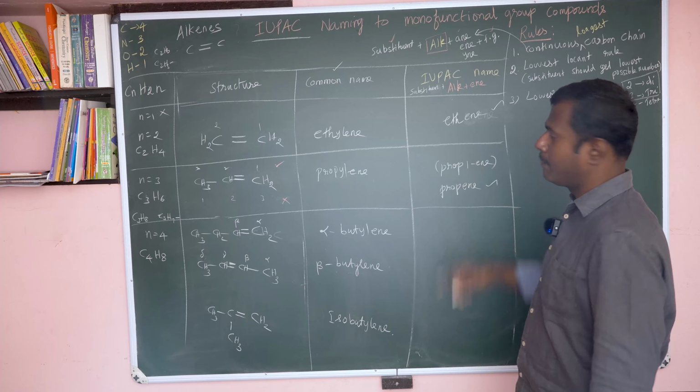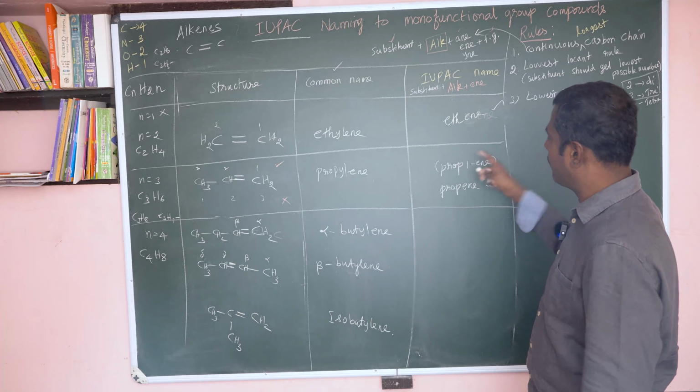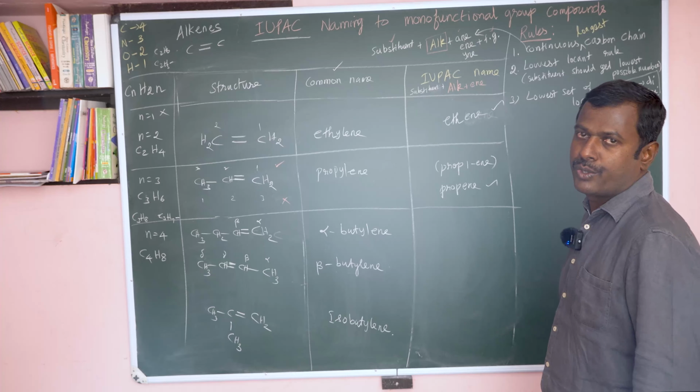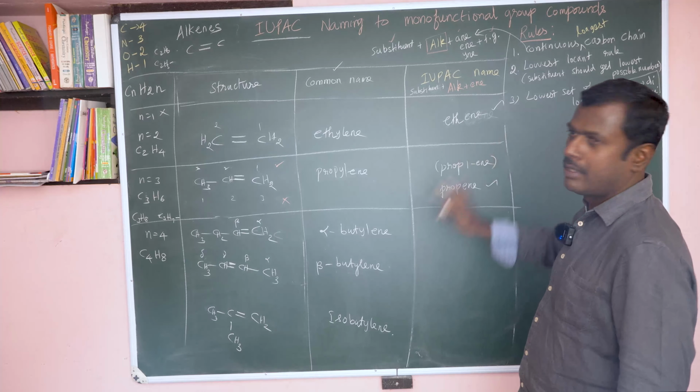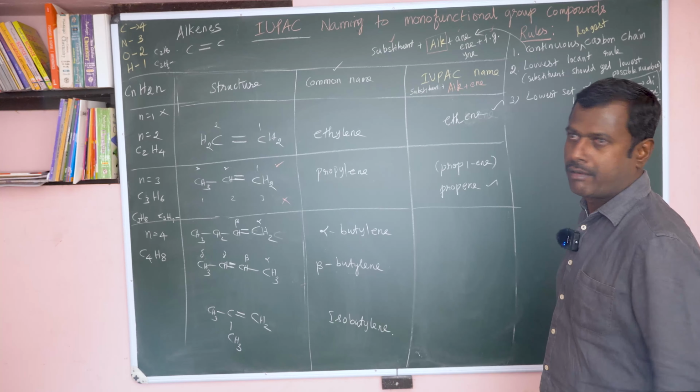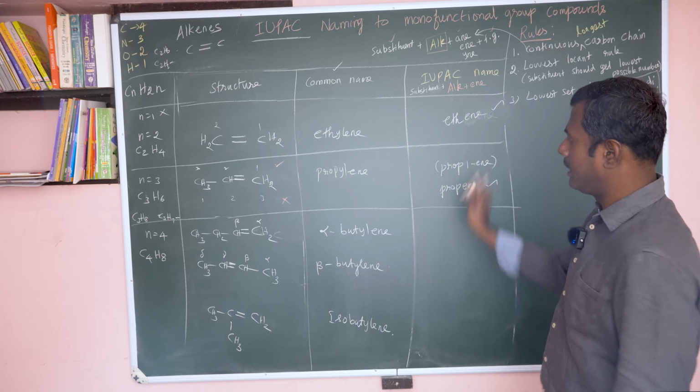Simply propene is enough. No need to write what? Number 1. Because there is no prop-2-ene. We can't write prop-2-ene. Only one propene is there. So simply, if 1 comes, then we can leave it. No need to write it. So propene in these cases.